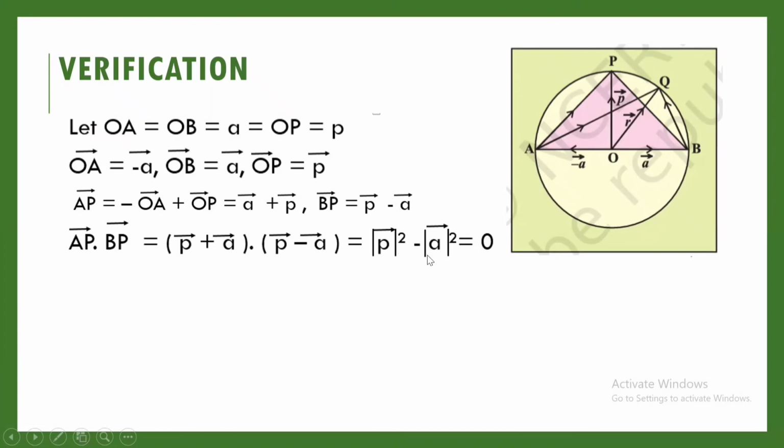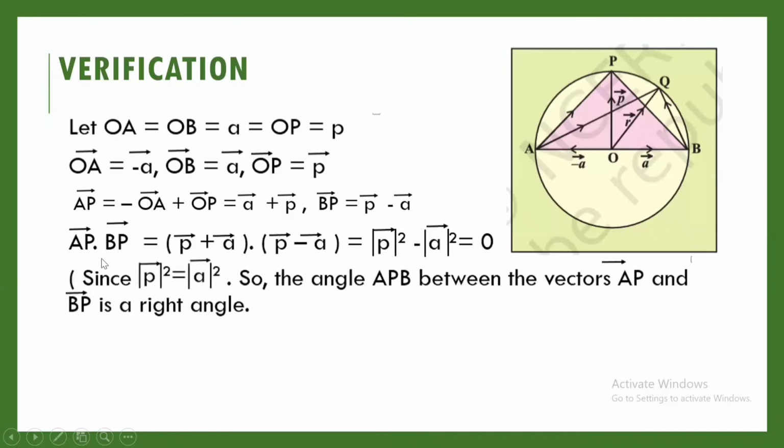And P and A are what? Aren't P and A equal? The magnitude of P and the magnitude of A both are equal to R. So the absolute value of P whole square minus the absolute value of A whole square is equal to 0, which gives me that the dot product of AP and BP is equal to 0. Now, what is the dot product of AP and BP? It is equal to AP into BP cos theta, that means the cos of the angle between them. The angle between AP and BP is how much?